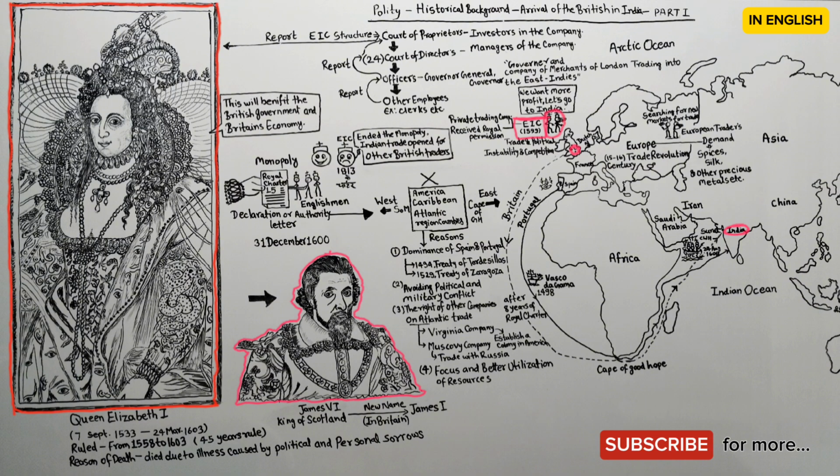Now the government has strict monitoring on business companies, but at that time in Britain, business companies used to get some special rights from the government. Friends, the British also got some similar privileges.